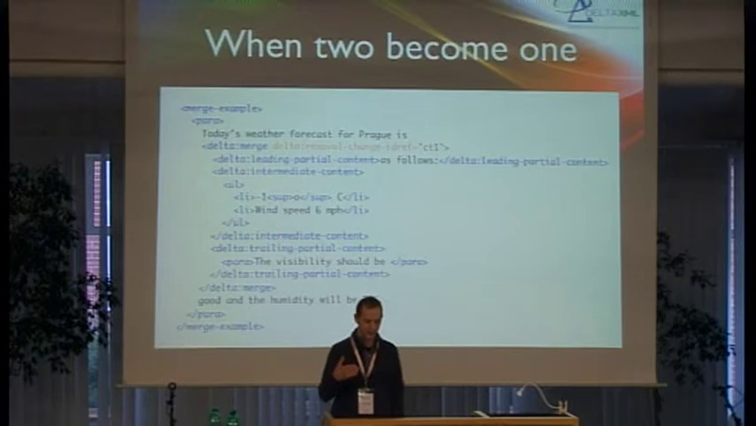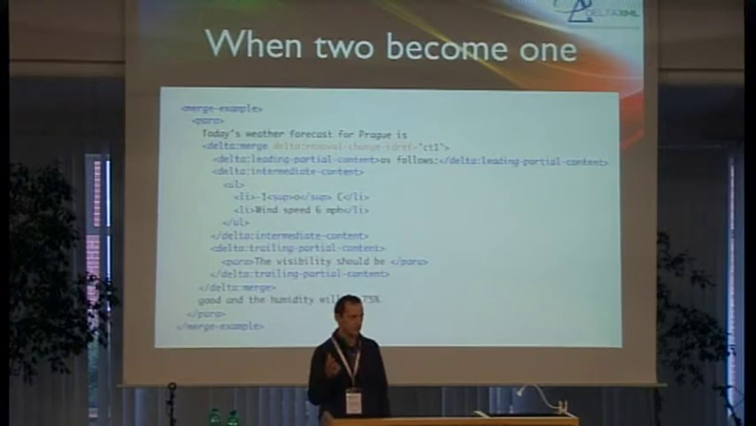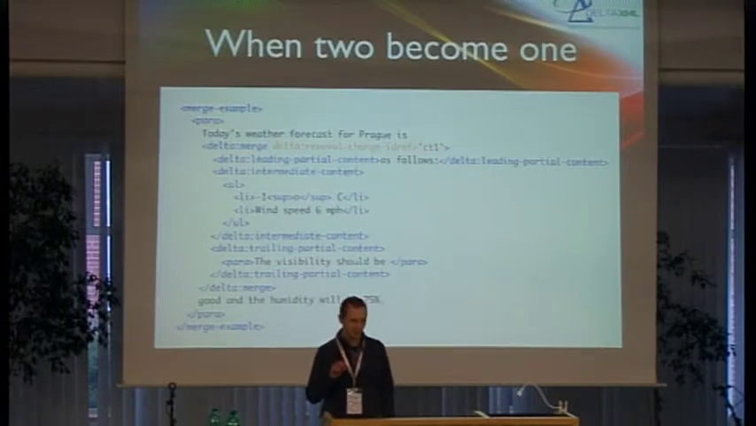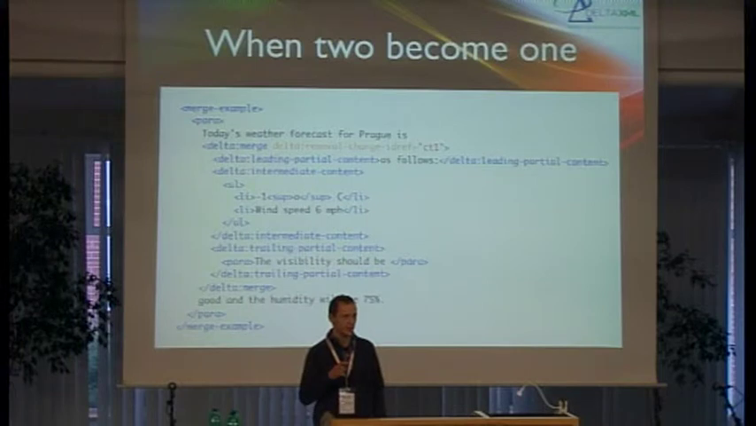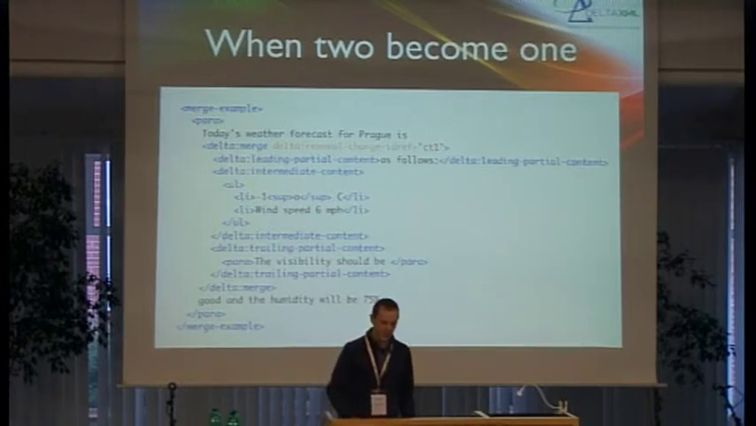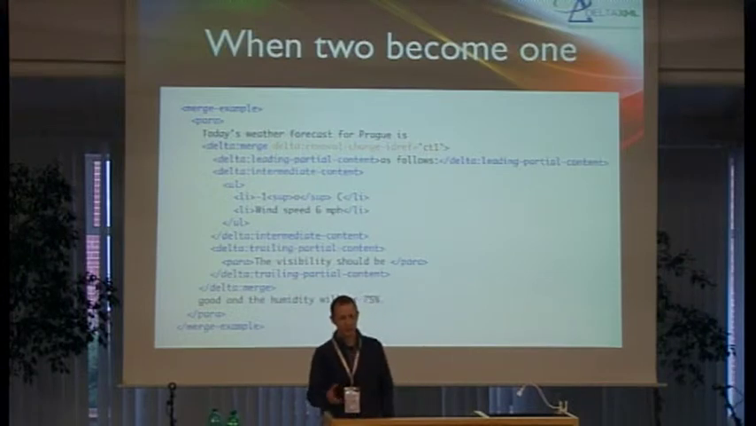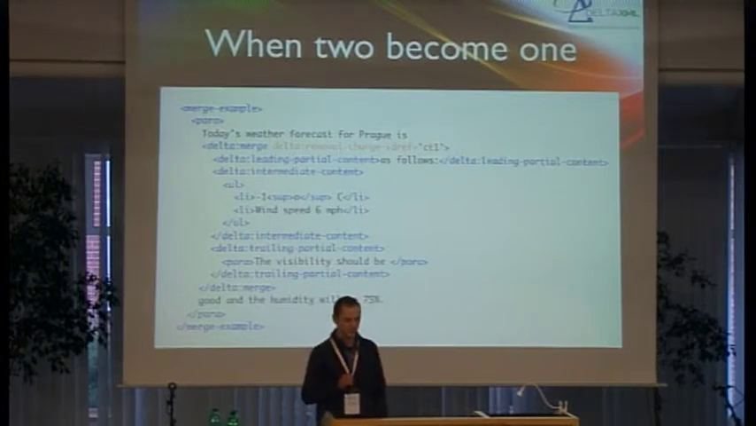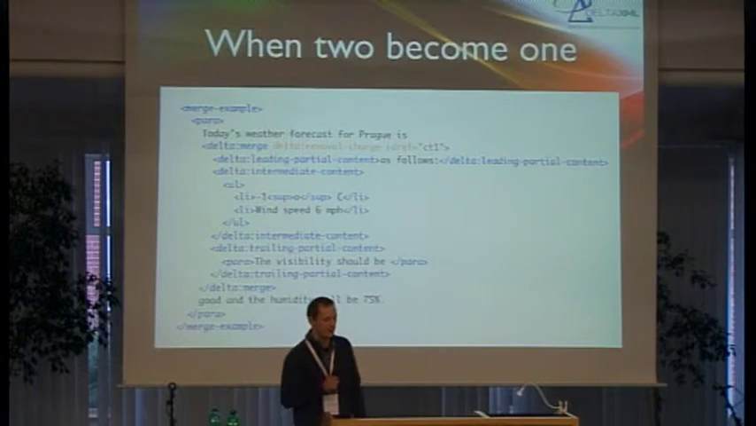The leading partial content element contains the text that was in the first part of the merge. The intermediate content contains a complete, well-formed subtree of any elements that were in between the two elements that were selected as the start and the end of the merge. And then the trailing partial content contains the content that was at the beginning of the final paragraph. It contains slightly more. I don't know if you notice, it's slightly different from the leading partial content in that it has an element inside it.